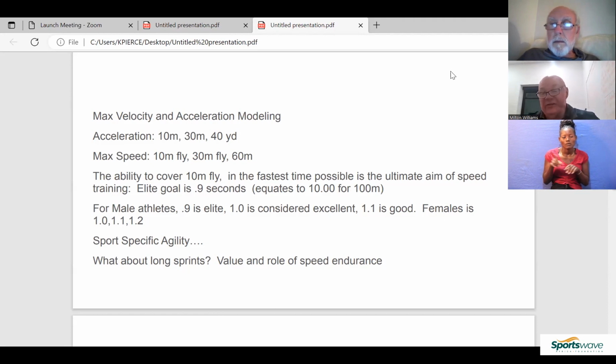Max speed or max velocity, we kind of do the same thing. For track and field, we look at 10-meter segments. So a 10-meter fly or a 30-meter fly. 30 is very common. Or if you can't do a fly test, just do a 60-meter run, as long as they reach top velocity. By the way, I don't know what access you have to timing devices, but for all of these, you need some sort of laser timer to get true accuracy. And that really is a key thing.